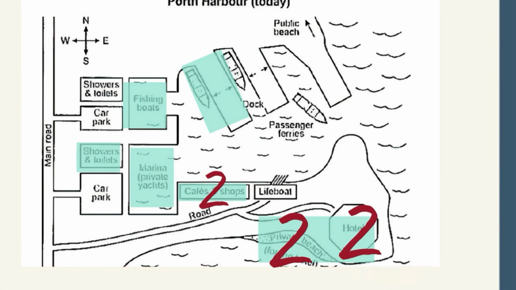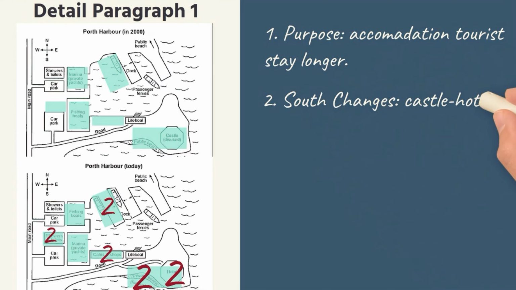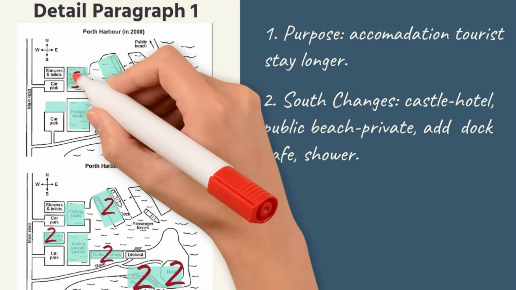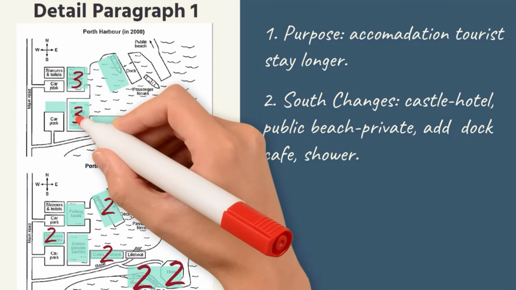I prefer to describe the big changes first, castle to hotel, public beach to private beach, add a dock, cafe and shopping areas, shower and toilets. You can divide your description into 2 or 3 sentences in writing stage. Next, third sentence, the switch of marina and fishing area.